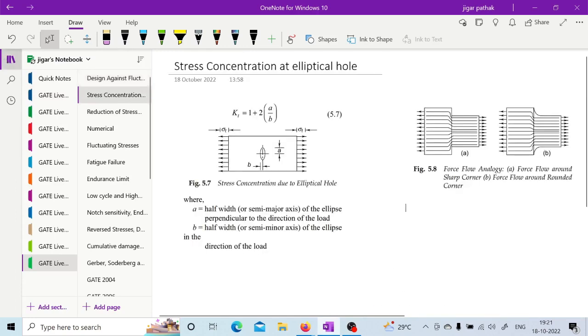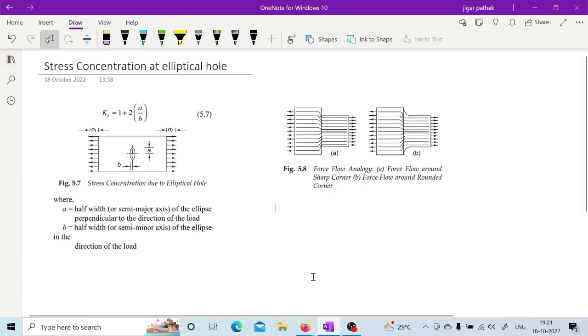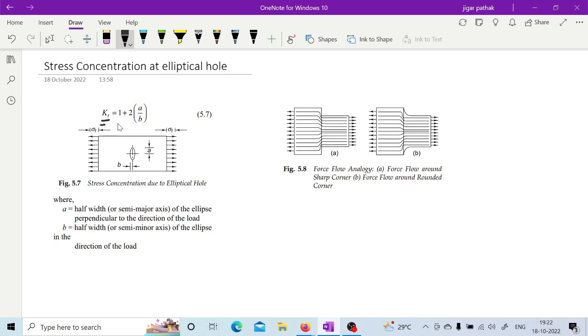Okay, so now let us go to the next one. In stress concentration, as you can see here, if we have some elliptical hole, then the theoretical stress concentration can be given by the relation 1 plus 2 into A by B, where A and B are mentioned. This is the half width along the vertical and along the horizontal, or we can say along the application of the force and perpendicular to the application of force. So this is how you define this kt.